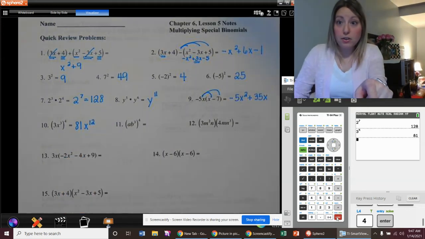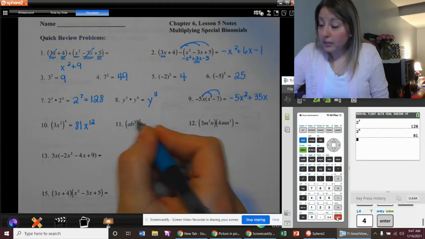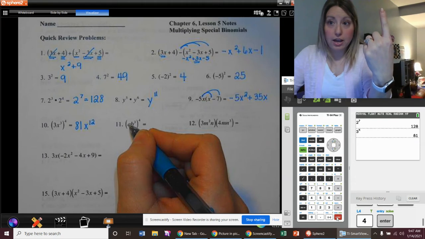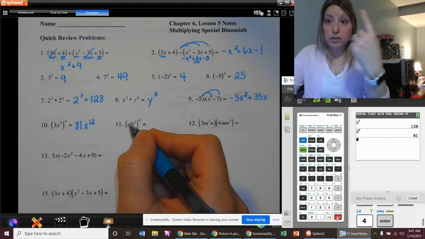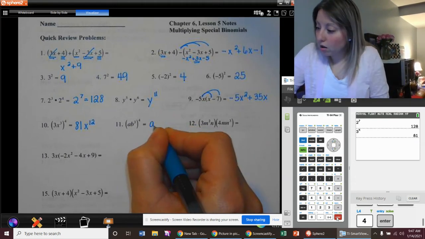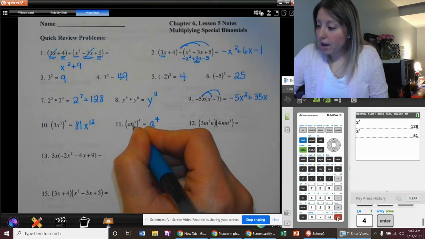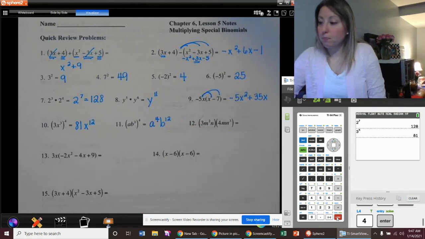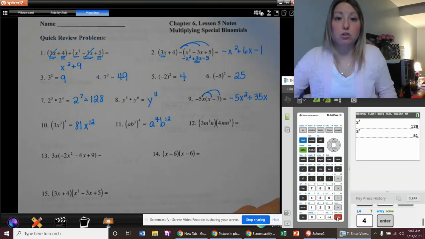And now be careful on the next one because this a is being raised to the 4th power as well. And currently that a has a 1 on it. So 1 times 4 is a to the 4th. B has the 3 times 4, which is 12. So a to the 4th, b to the 12th is your answer.